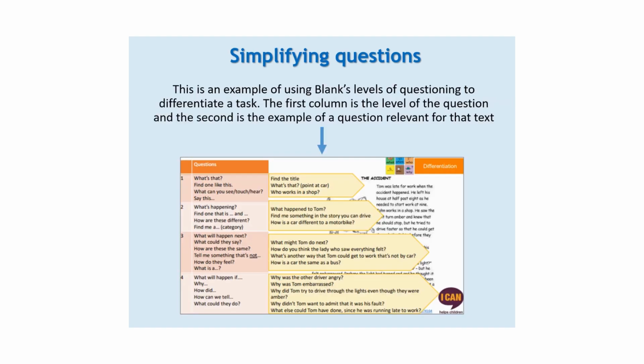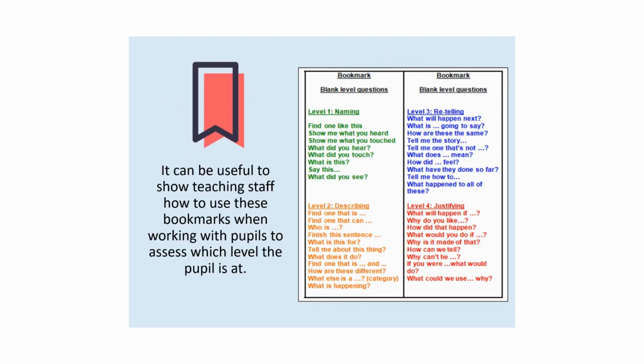Simplifying questions. This is an example of using Blank's levels of questioning to differentiate a task. The first column is the level of the question, and the second is the example of a question relevant for that text. It can be useful to show teaching staff how to use these bookmarks when working with pupils to assess which level the pupil is at.